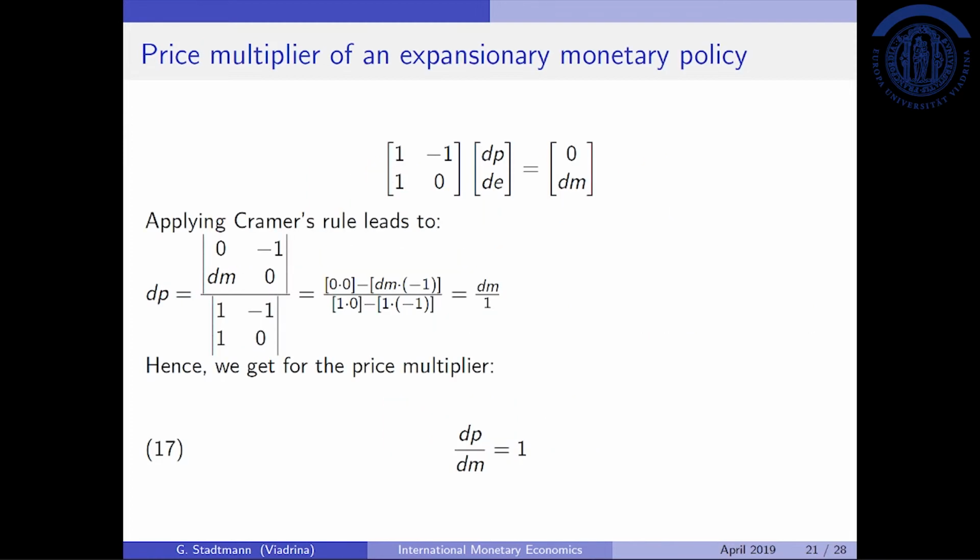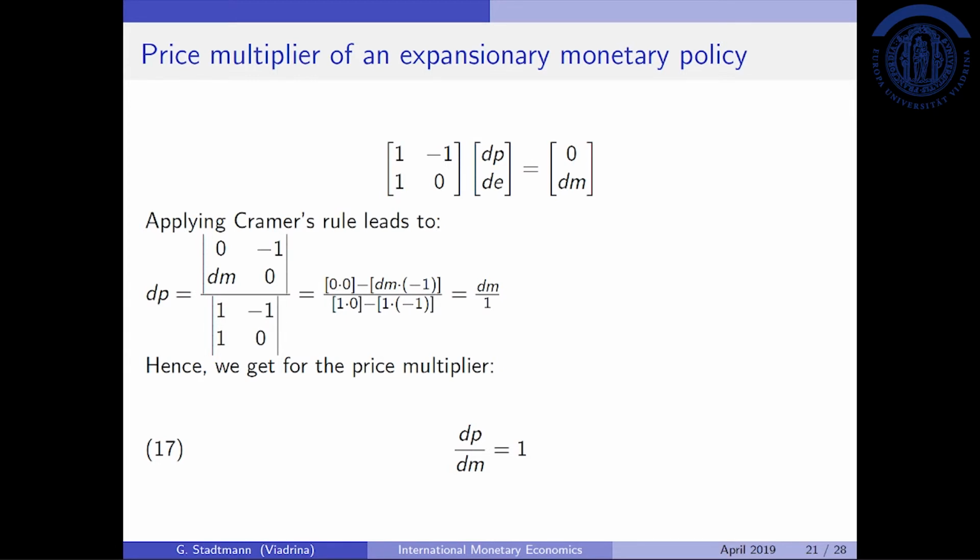In the first step, I would like to compute the price multiplier of an expansionary monetary policy. The price variable, or to be precise, the change in prices, is located on the first position of the vector of the two unknowns. Therefore, Cramer's rule tells you that you should take the solution vector, 0 and dm, and insert it in the first column of the coefficient matrix. And then Cramer's rule tells you compute the determinant of the changed coefficient matrix and divide it by the determinant of the unchanged coefficient matrix.